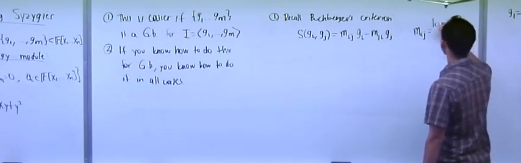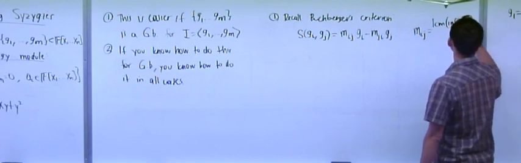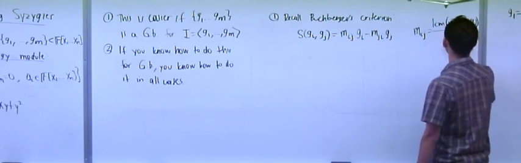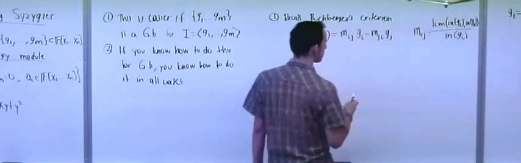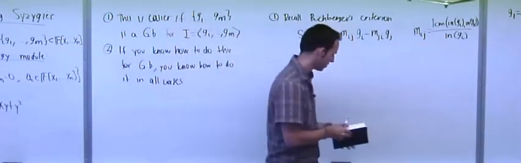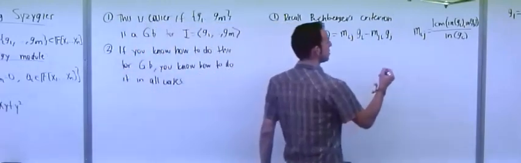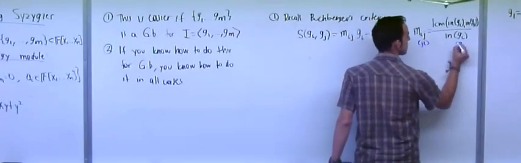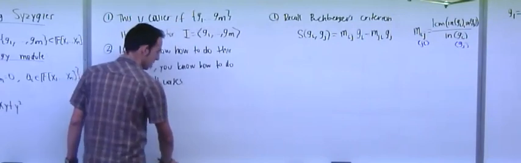Basically, you take the least common multiple of the initial terms of gi and gj, and then you divide by the initial term of gi. And then if you want mji, you just divide by the initial term of gj. If you want ji here, then you put gj here. Okay?